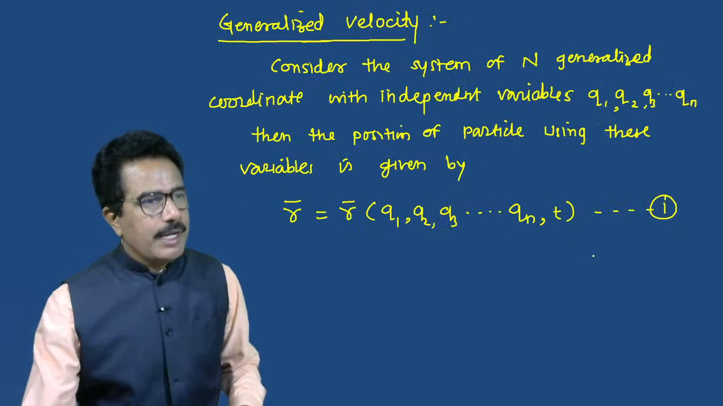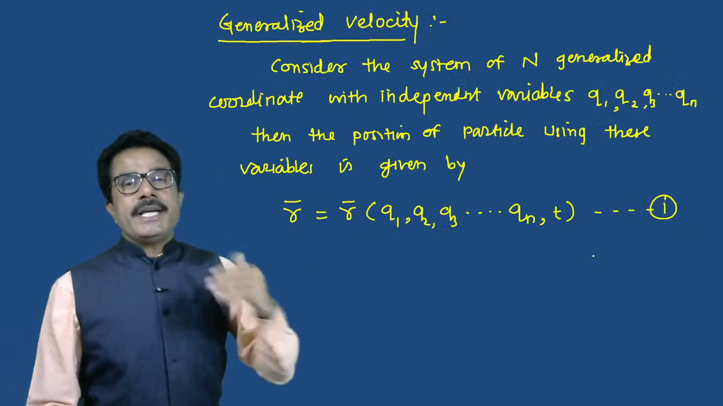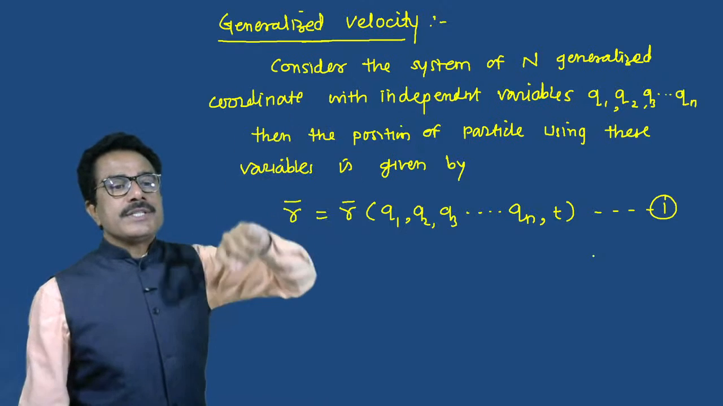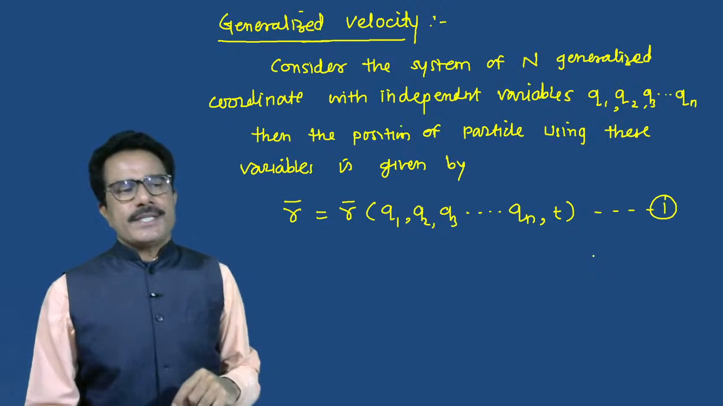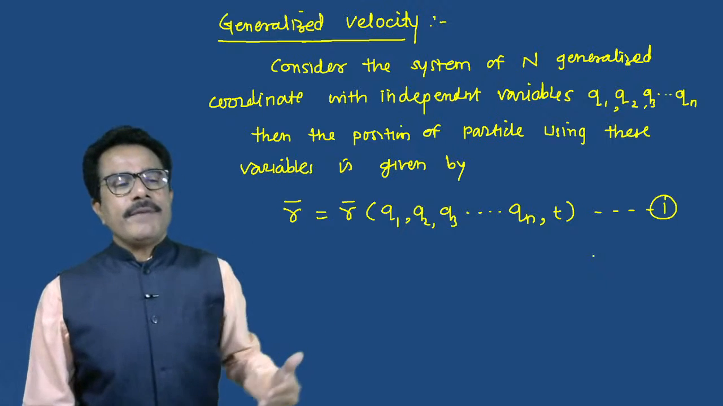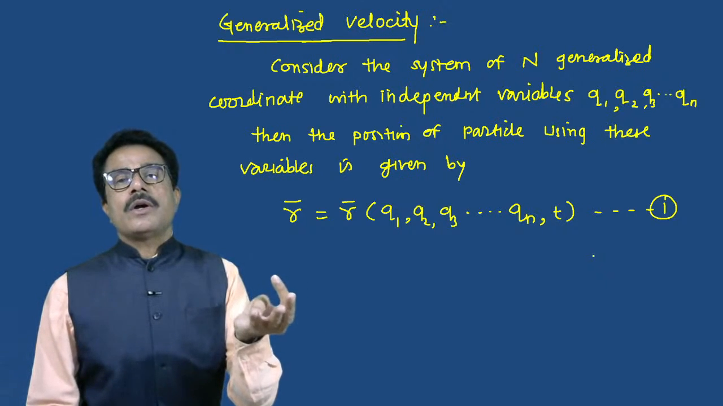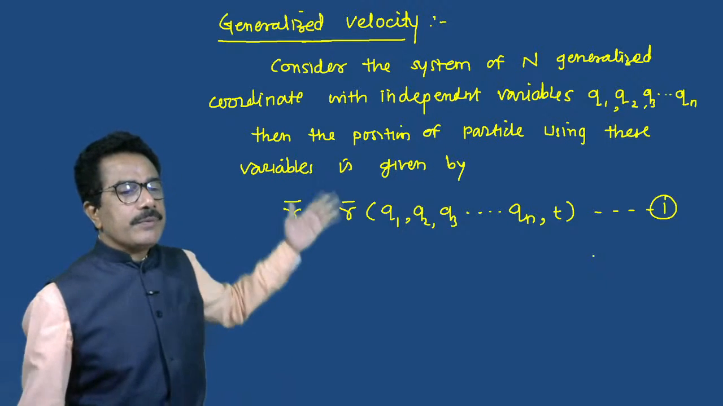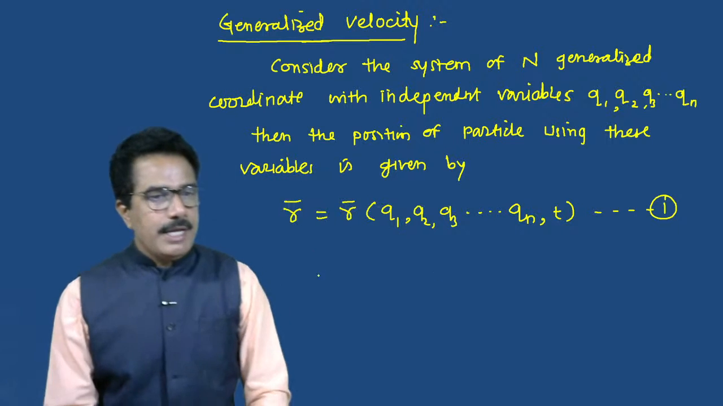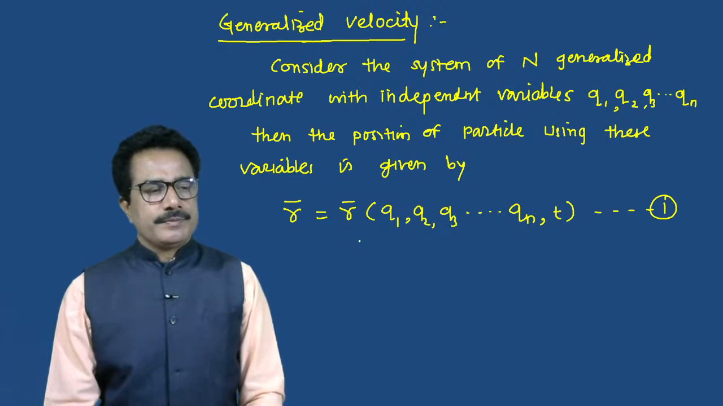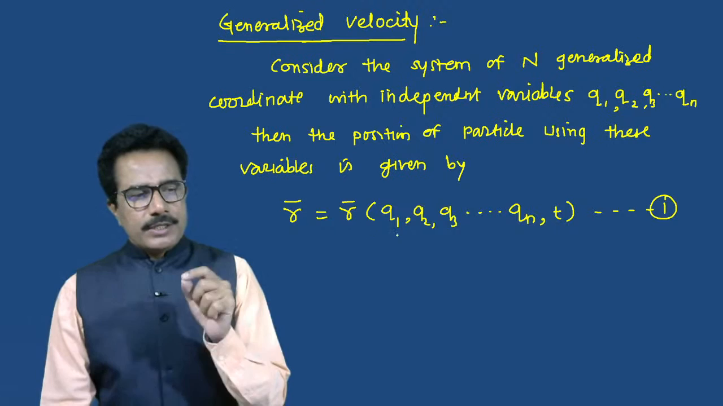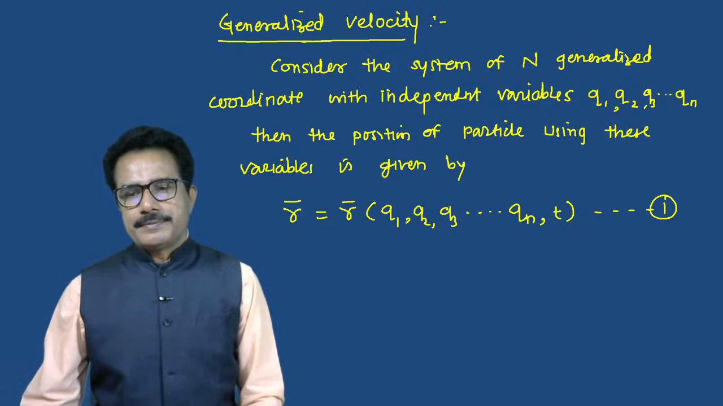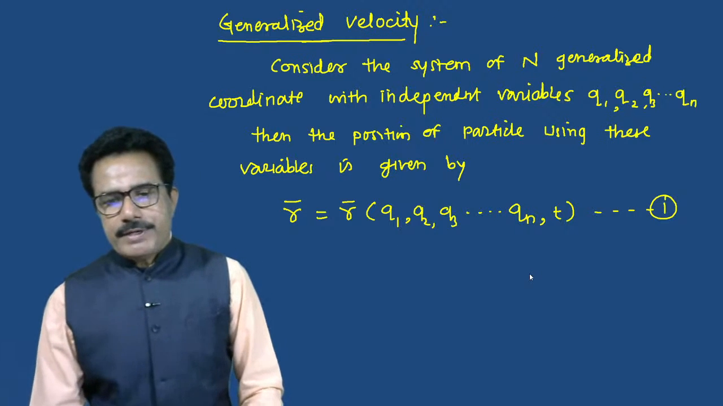Now the generalized velocity. Next we shall discuss the concept of generalized velocity. Consider the system of n generalized coordinates with independent variables q1, q2, ... qn. Then the position of a particle using these variables is given by r bar is equal to r bar of q1, q2, q3, ... qn. Suppose this is equation number 1.